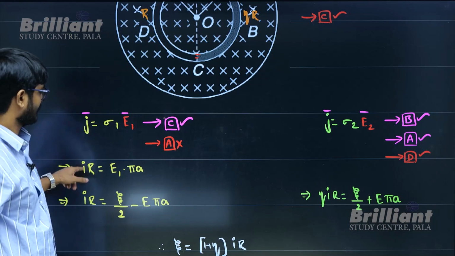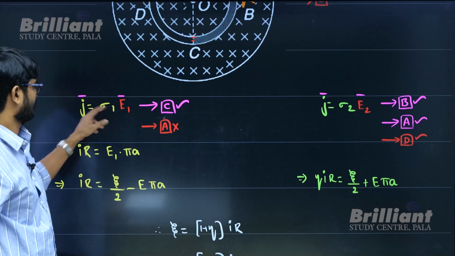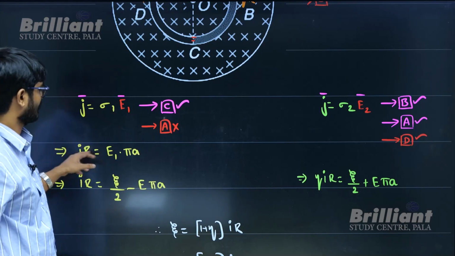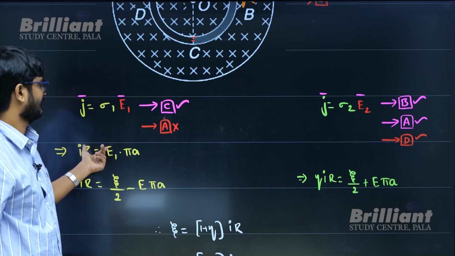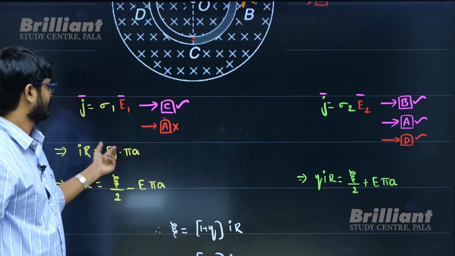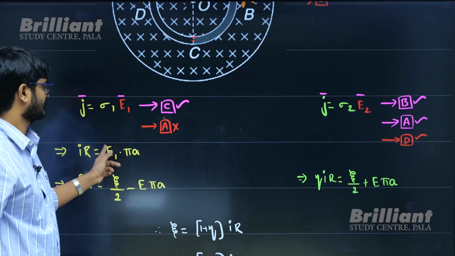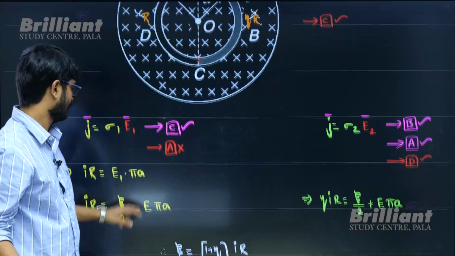J into A will be current. I can do I into R equals to... I can bring it here. It will become rho, and I can multiply, and I will be getting I into R is like integral E bar dot dl bar. E is same everywhere magnitude wise, so it will be E1 into, now this length is pi into A.